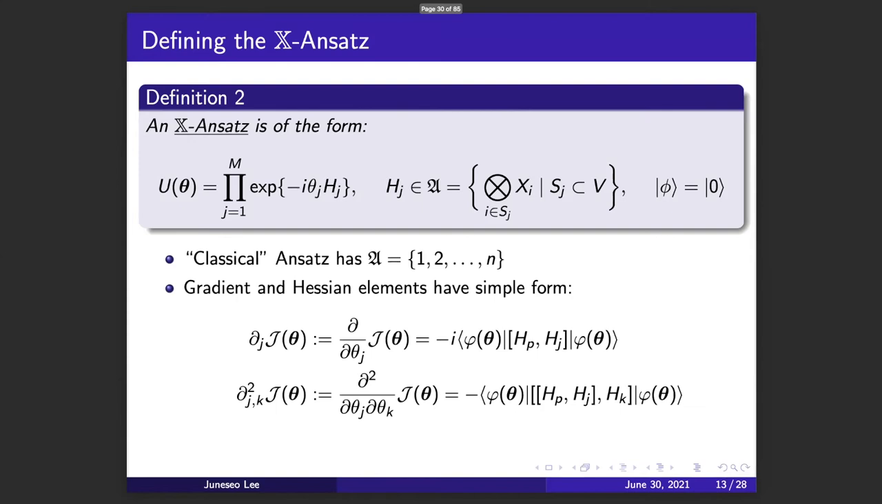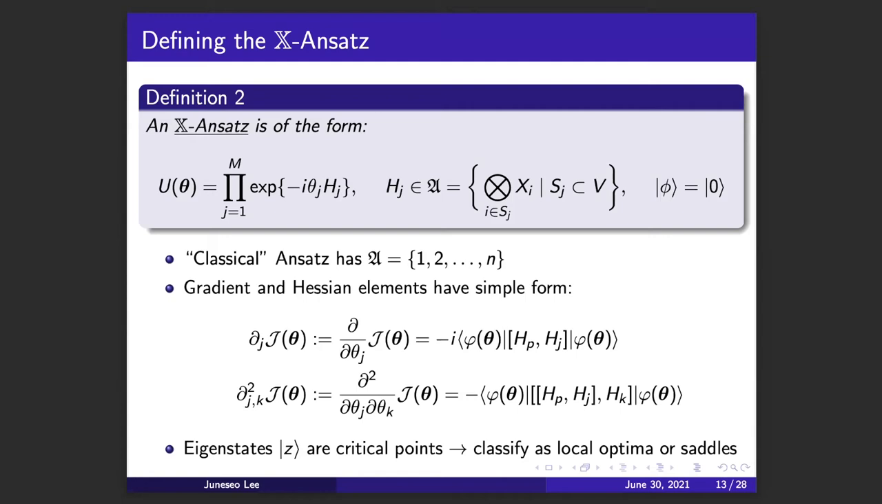Now, given an arbitrary X ansatz, one benefit is that since, as I mentioned, the elements all commute with each other, you can show that the gradient and Hessian elements take a pretty simple form. And also, you can pretty easily show that any parameter configuration theta that corresponds to an eigenstate of H_P, meaning it's a bit string state, has every gradient element being zero. So all eigenstates are critical points.